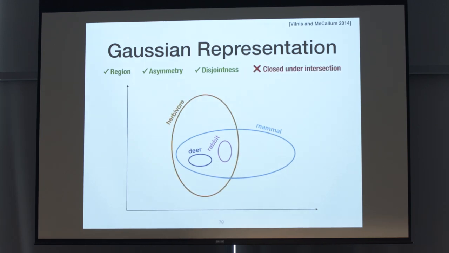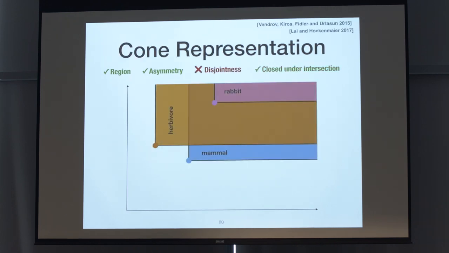But Gaussians had a number of problems, and I don't have time to get into all of them, but among them is that they're not closed under intersection. So the intersection of two Gaussians is not Gaussian-shaped. And so that made us interested in some alternatives, and one that's been explored by others are so-called cone representations. Here we associate with each concept a single point, but that point is going to represent a region that spreads away from the origin in all of the dimensions. So it represents a cone that spreads away from the origin.